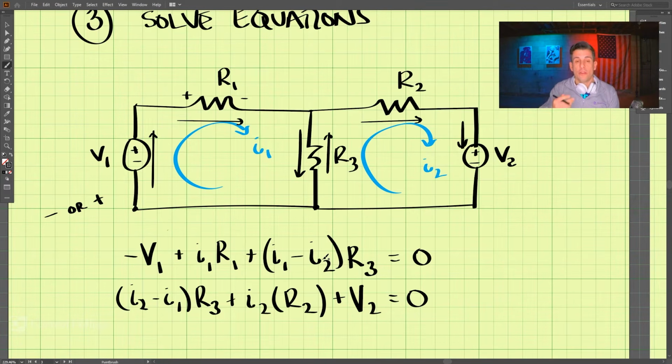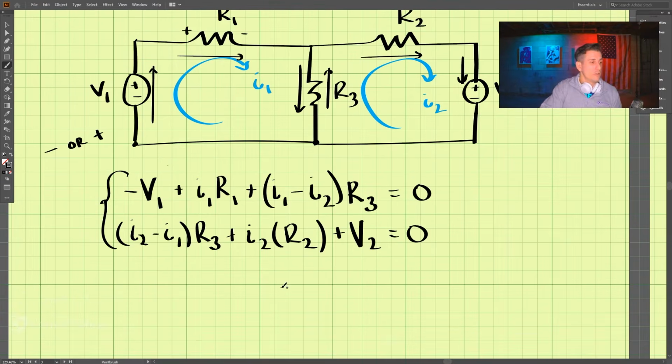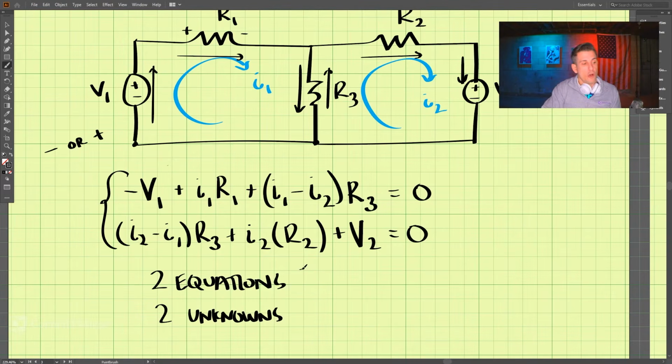Now, if we know the resistance and we know the voltages at the voltage source, we can then solve these two equations here, because we have two equations. And we have two unknowns, I2 and I1. So this means we can solve that problem.